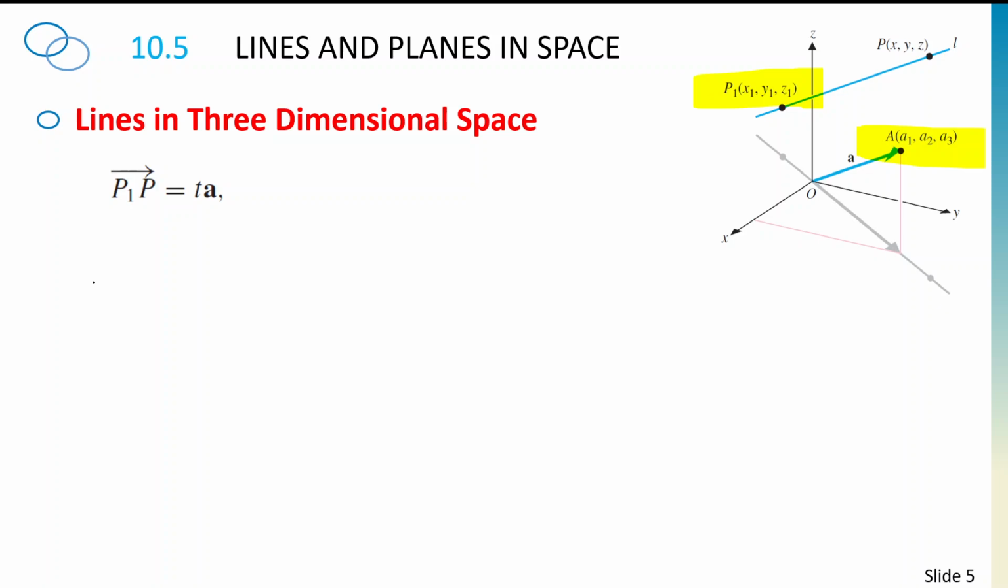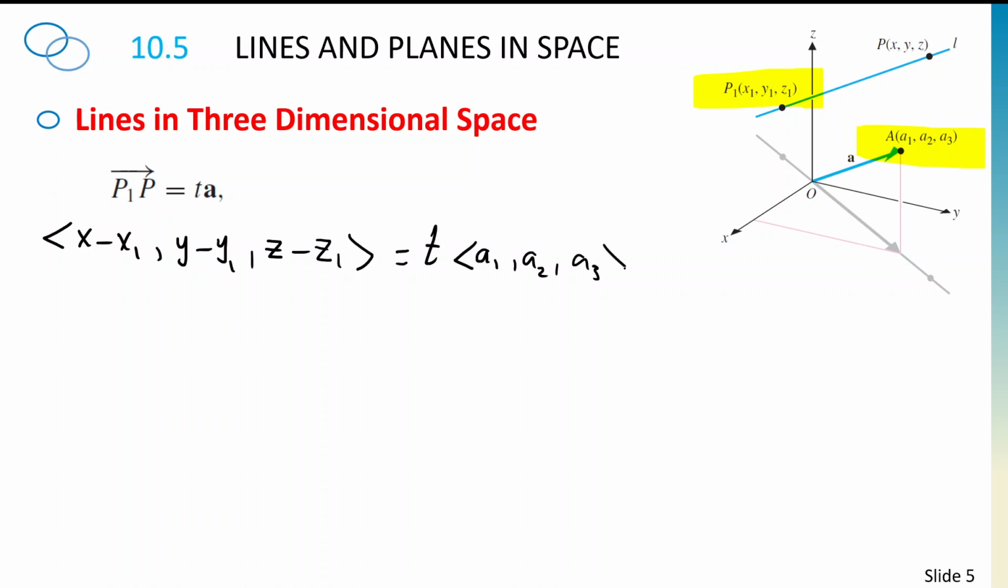Remember always what we do just to find the position vector for P1P. It's terminal point minus initial point. So this is x minus x1, the second component is y minus y1, and the third component is z minus z1, equals t, the parameter, times the vector a1, a2, a3.